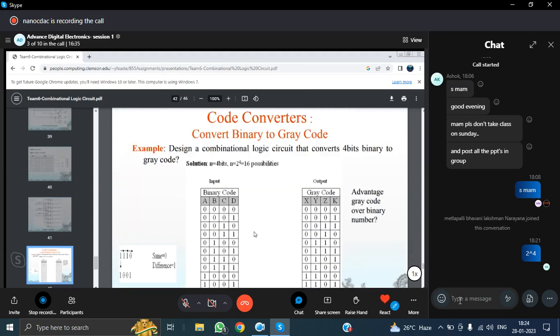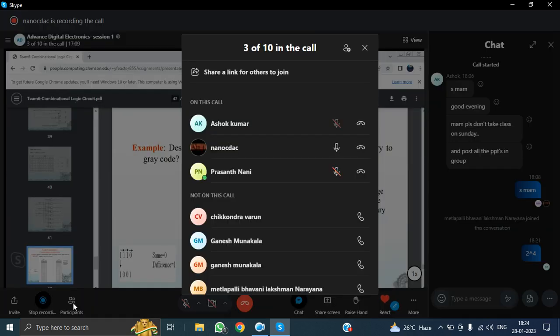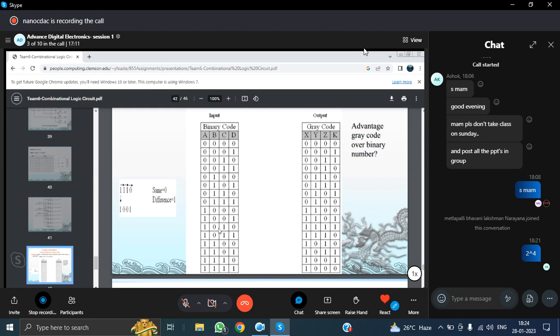Next are code converters, either binary to gray, gray to binary, binary to XS3, XS3 to gray. Whichever code you want to convert to whichever code, you can design a logic circuit and give your inputs to it so that you get the relevant code. Here, design a combinational circuit that converts 4-bit binary to gray code.